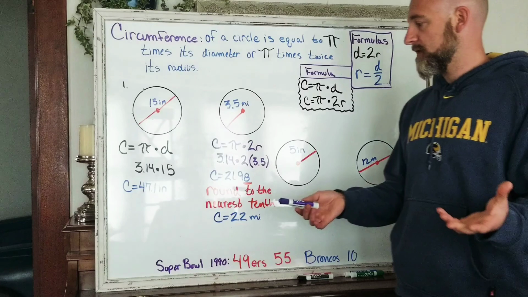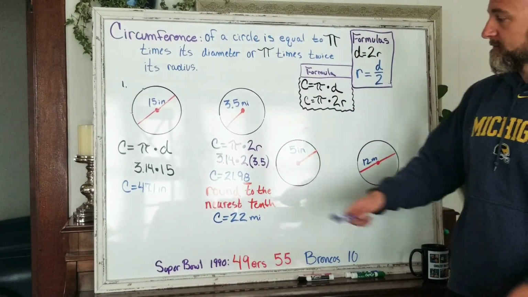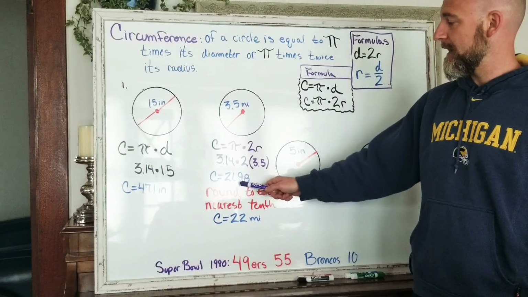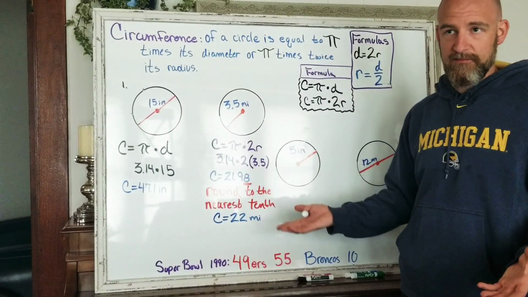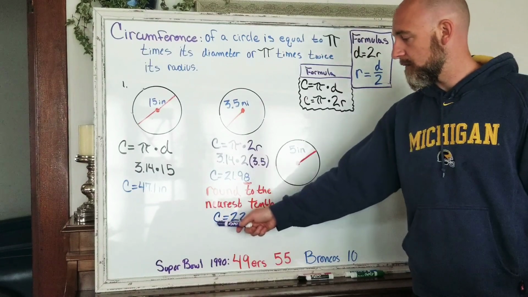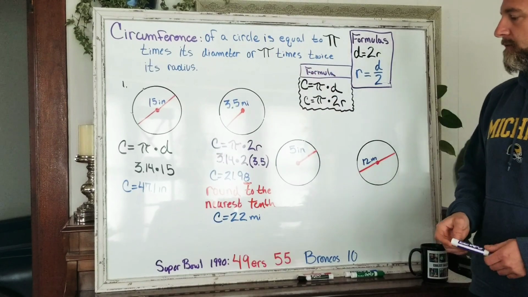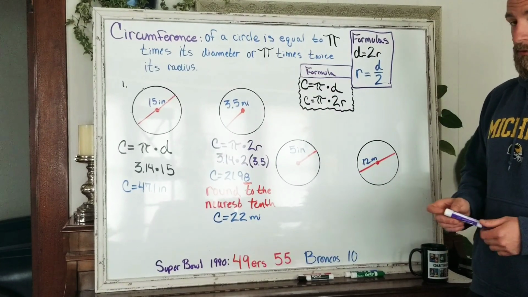Now if you're looking at the homework that I'm going to release in a little while, it asks you to round to the nearest tenth. So we look, 21.98, 8 is above 5, we round it up, right? So we're going to round this up, so it becomes C equals 22, and miles would be your label.